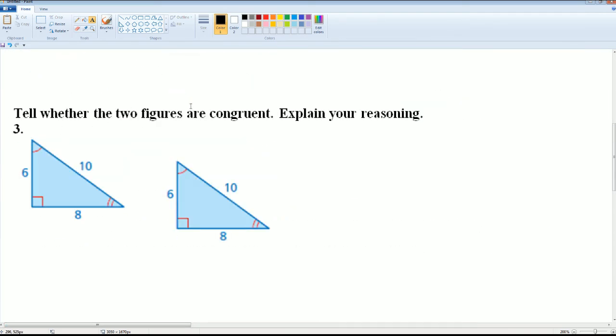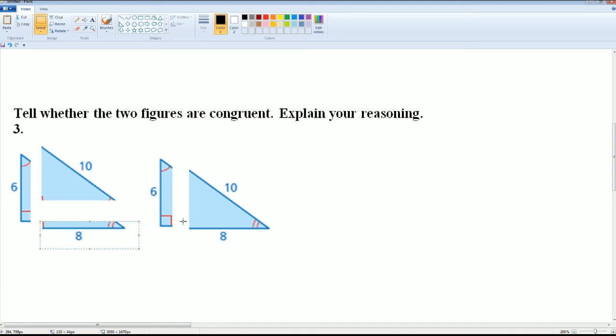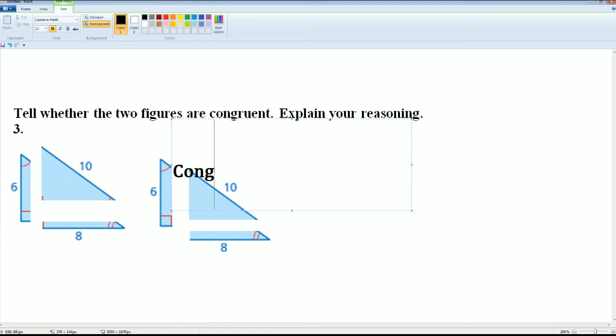Alright. Tell whether the two figures are congruent. Explain your reasoning. Alright. So, if you ever want to look at shapes that are congruent, they have to have the same size and same shape. Here, they look like they're both triangles. Good. So, let's see. 6 is corresponding to 6. Perfect. The bottom one, 8, is corresponding to 8. Perfect. And the diagonal is 10. And that is 10. So we would say what here? Yes, you would say congruent.